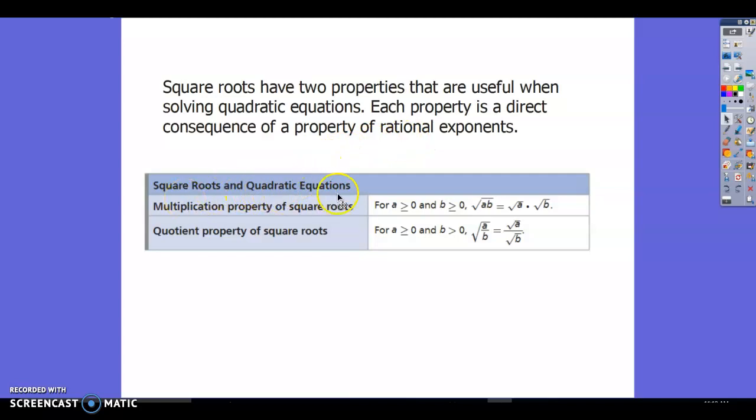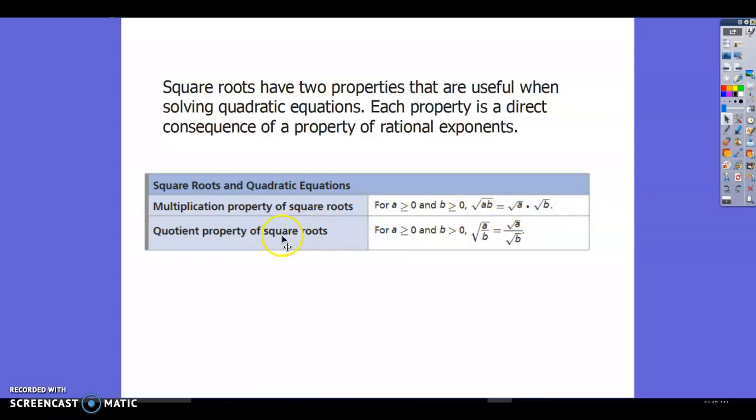Square roots in quadratic equations, multiplication property of square roots. For a greater than or equal to 0 and b greater than or equal to 0, so when a and b are non-negative, the square root of a times b equals the square root of a times the square root of b. That's showing that you can separate these under separate square roots. That's just one property that is useful when solving these. Sometimes you'll have something and you need to pull out a perfect square, and that's why this would be useful.